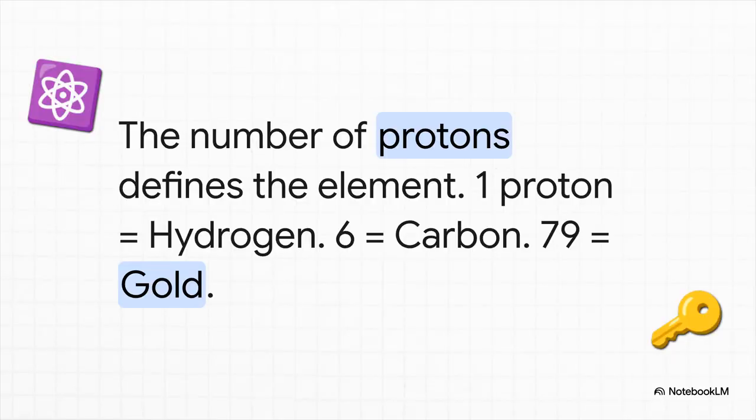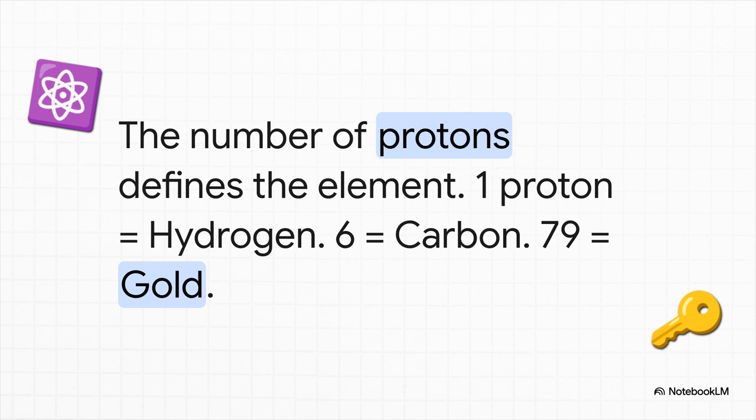Now this is the part you really got to get. The identity of an atom, what makes it what it is, boils down to just one thing. How many protons it has. That's it. It's like its unchangeable ID card. If it has one proton, it's hydrogen, always. 6 protons, you're looking at carbon, the stuff of life. 79 protons, now you're talking gold. You change the number of protons, you change the entire element.